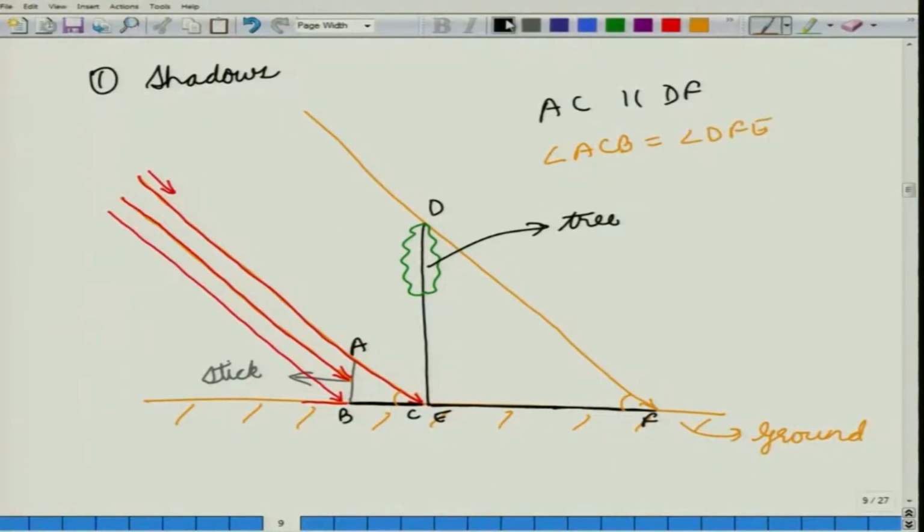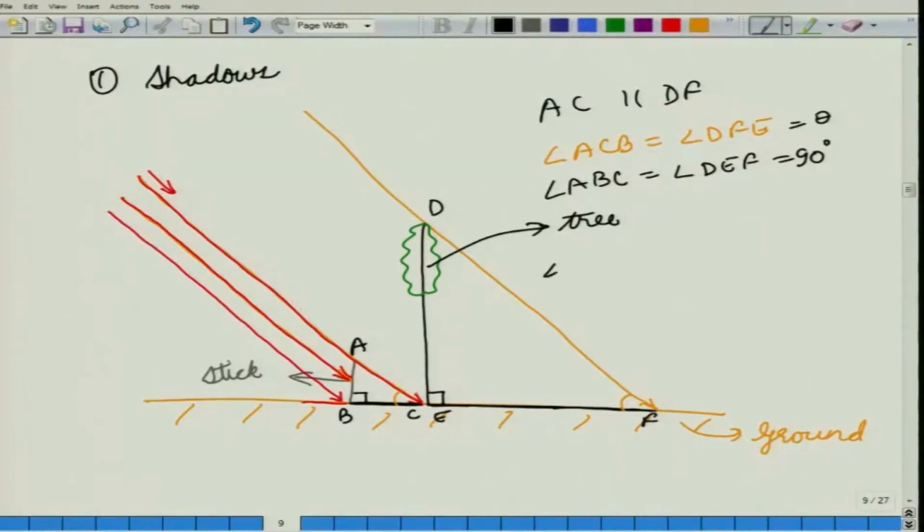Now, because both of these objects are said to be vertically above the ground, both these angles are equal and equal to 90 degrees. So, angle ABC is equal to angle DEF is equal to 90 degrees, and suppose this angle is theta.